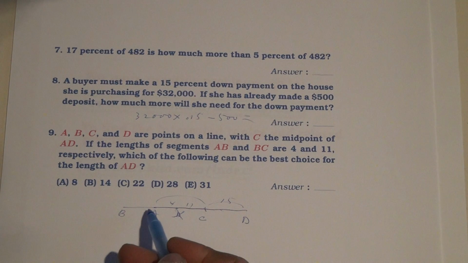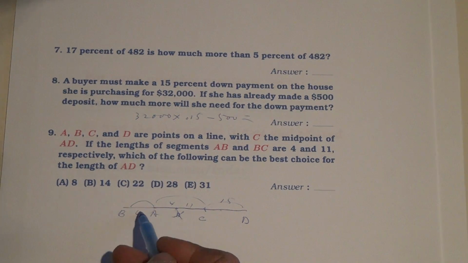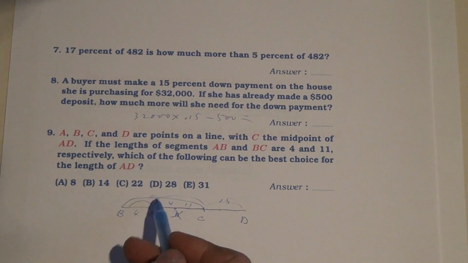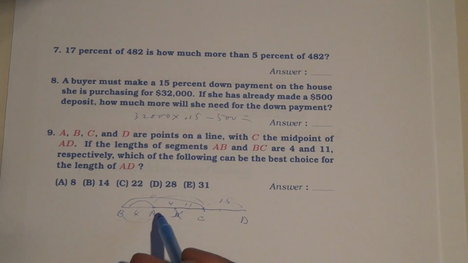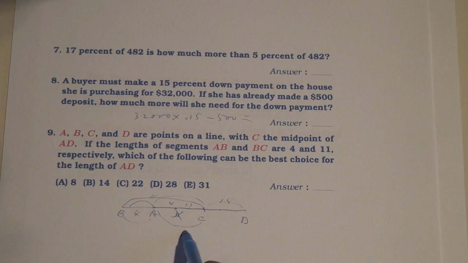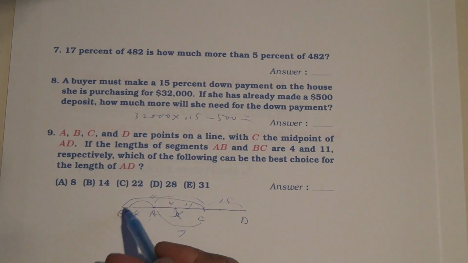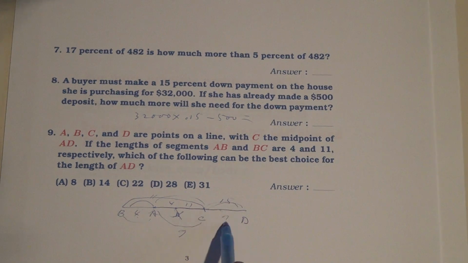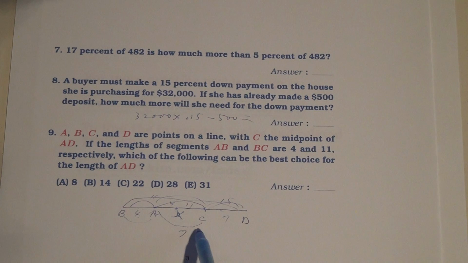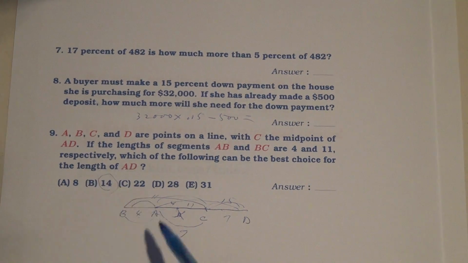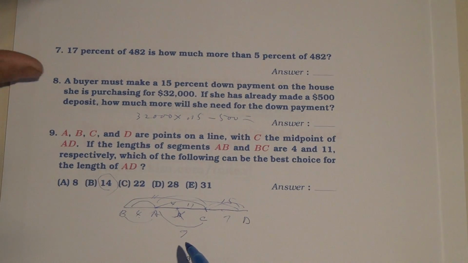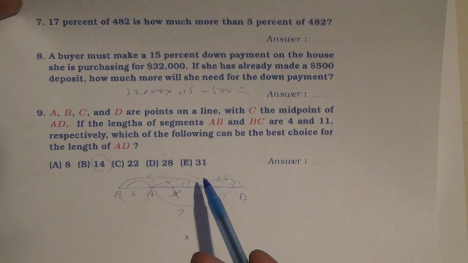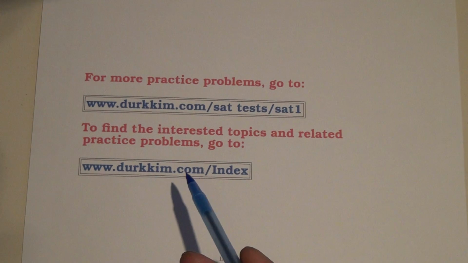So if you put B over here, AB is 4 and BC is 11, which means AB is 4 and AC will be 7. Because BC is 11 and AB is 4, obviously 7. Then this one must be 7 again. Then AD will be 14. You have a choice of B. Okay? You got it, right? It's a very simple question. So they test how fast you can do it.